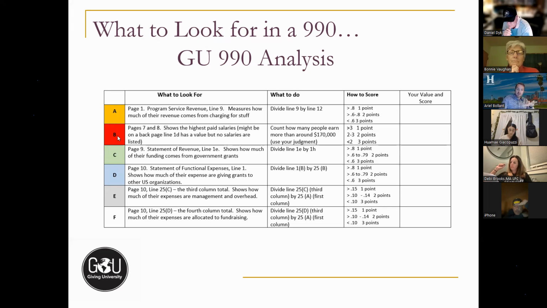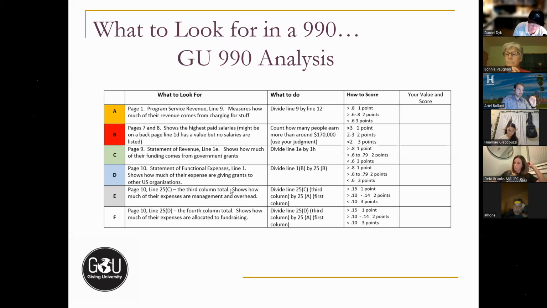In section B, right here in row B, we'll see the highest paid salaries. This is from pages 7 and 8 in the 990. And in section C, we'll have a statement of revenue. This shows where the funding comes from, such as government grants.